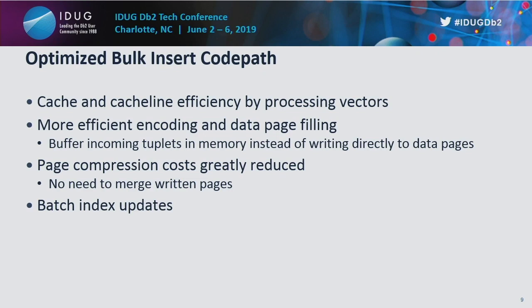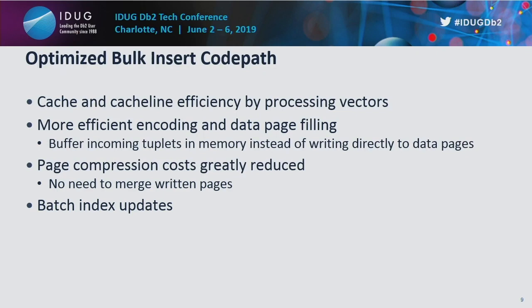Okay, next, to pair that with vectorized insert, we've optimized our bulk insert code path. Previously, inserts were all the same. There was no difference between bulk or trickle, where anything that's not bulk is considered trickle. And really, bulk inserts, whatever that really means in this sense, are things that leverage vectorized insert and update. So those are bulk operations. Here we're able to really make use of the cache and cache line efficiency with the vectors that we have. And then also we have more efficient encoding and better data page filling.